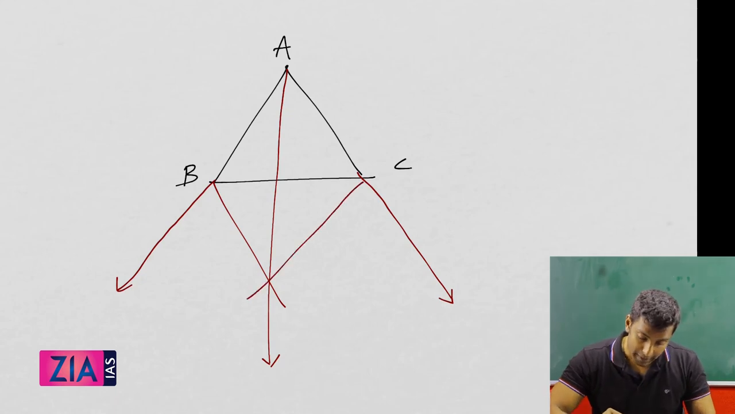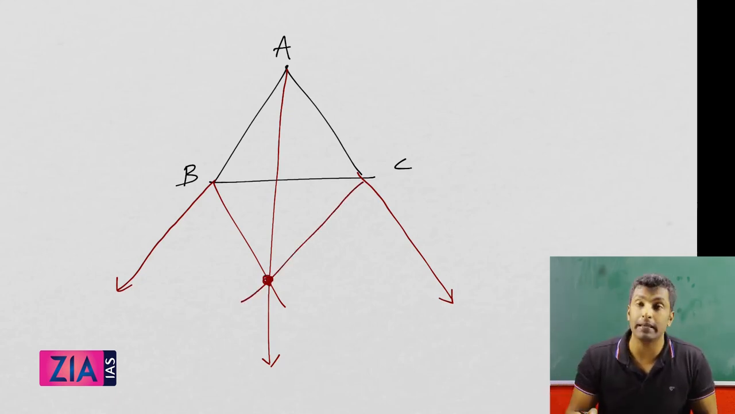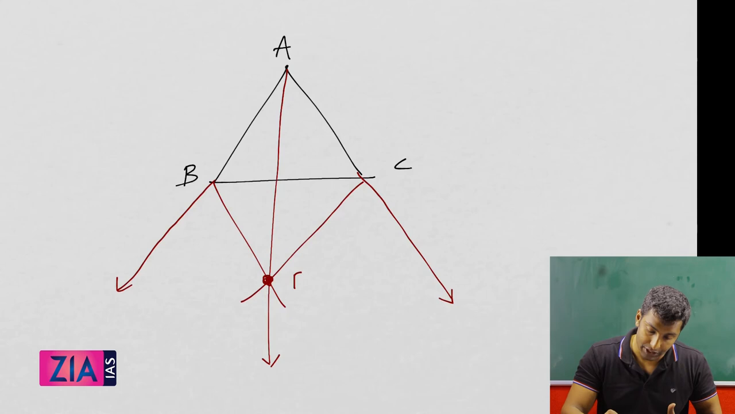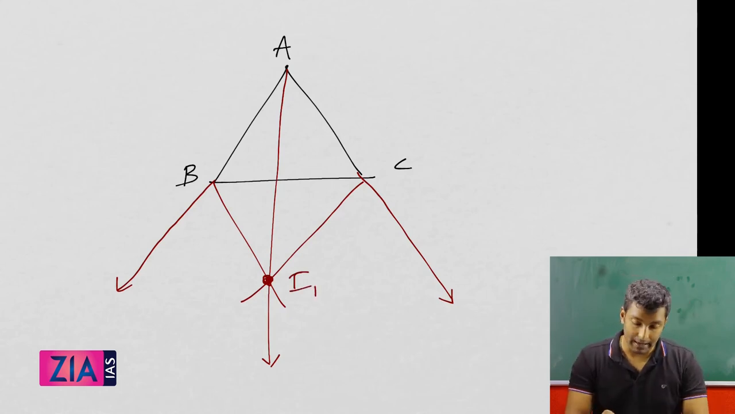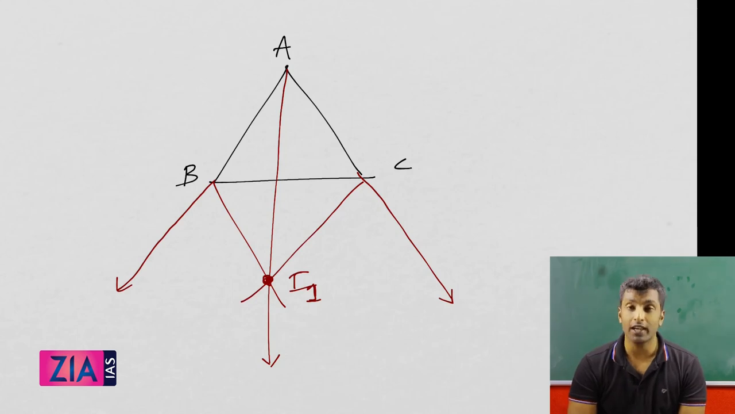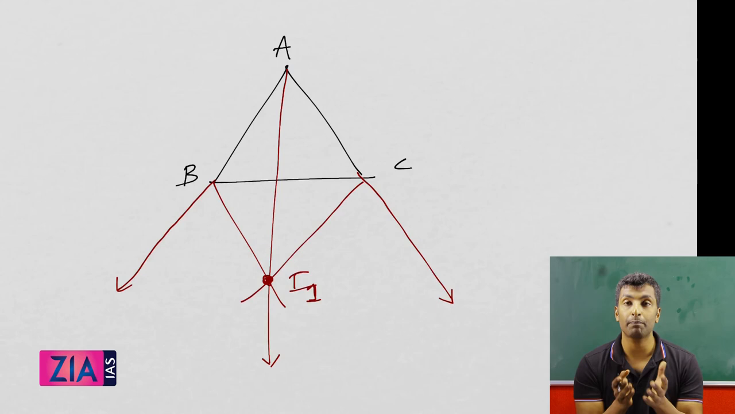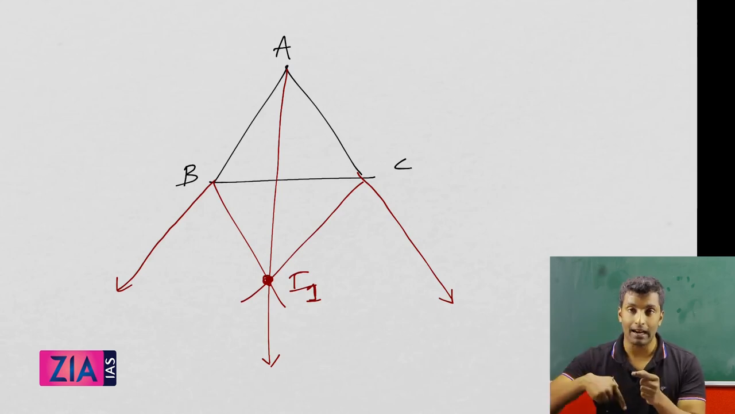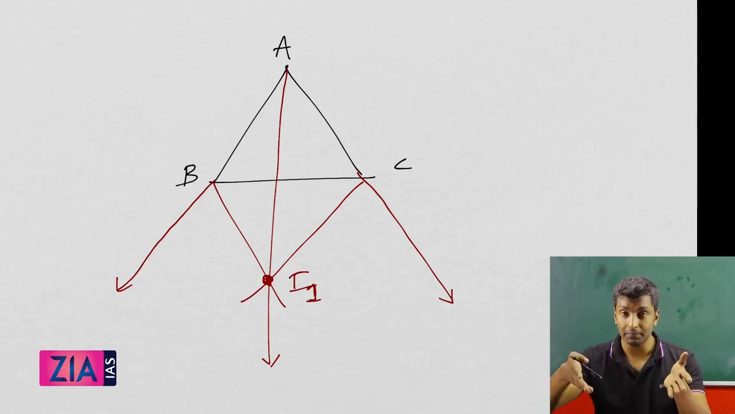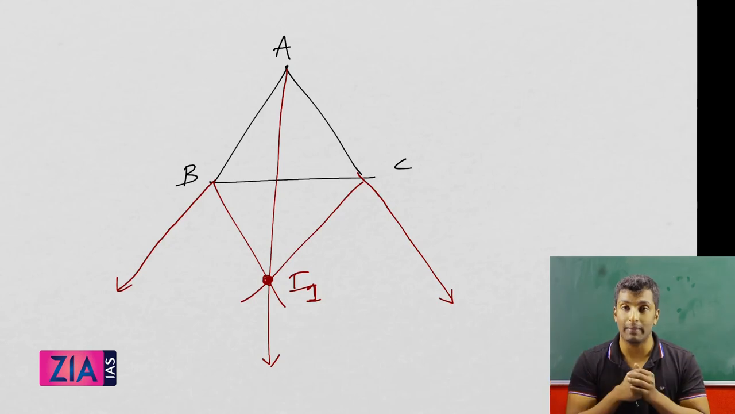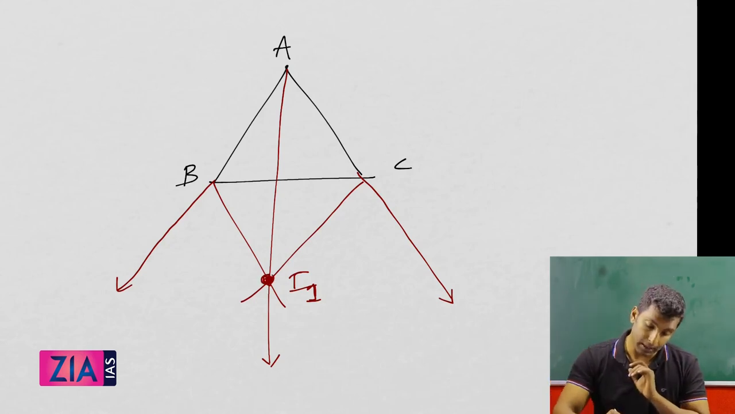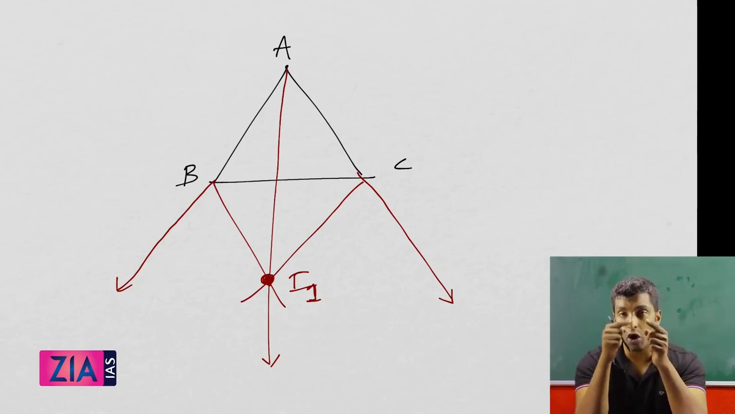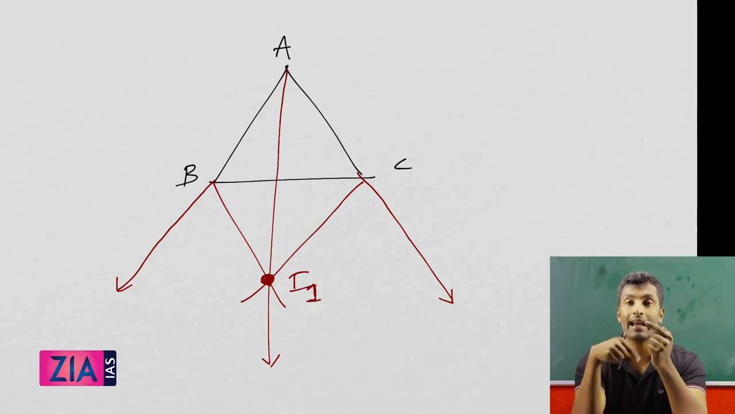From C, drop the external angle bisector. So where is it meeting? This is your meeting point, and that's your Excenter. So I can mark it as I1, or E1, Excenter. So I hope you understood what is Excenter. So Excenter is basically the meeting point of one internal angle bisector and two external angle bisectors. So this Excenter will be opposite to the internal angle bisector.